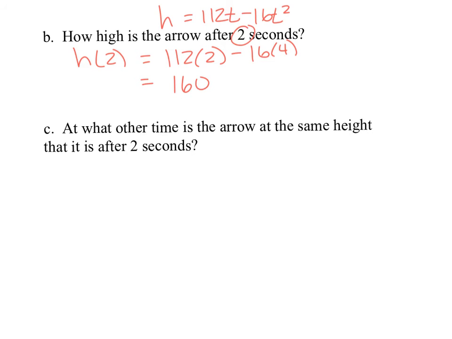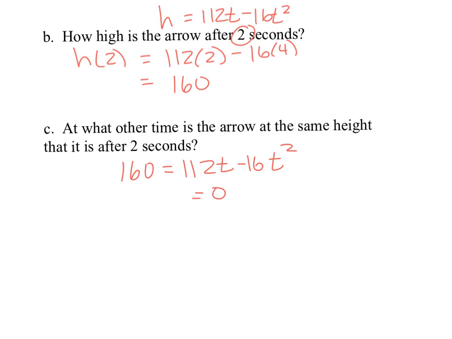At what other time is the arrow at the same height that it is after 2 seconds? All right, so here's a couple ways to do this. One thing you could do is set the equation equal to 160. So I want to know, when is the height 160 again? And that's how I do it. A lot of kids come up with other ways to do this.